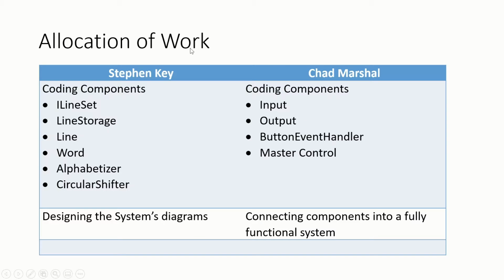First, let's talk about the allocation of work. What I did was I coded the components iLineSet, line storage, line, word, alphabetizer, and circular shifter, while also making the designs for the system's diagrams. And Chad coded the components input, output, button event handler, and master control, while also connecting all of the components into a fully functional system.